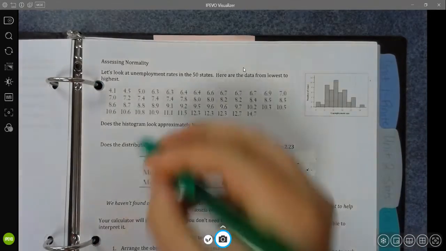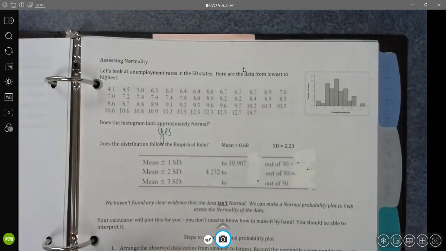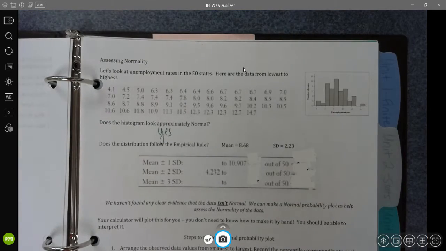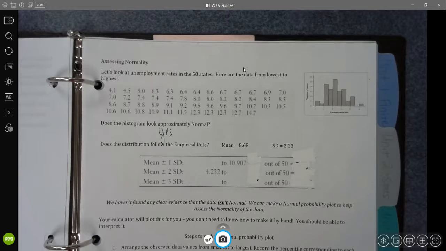It's good enough. We don't want to be too picky. Don't worry about little nuances like that. It looks approximately normal. We should feel okay with that. However, let's look at some things that you could ask yourself if you weren't sure if this thing looked approximately normal.